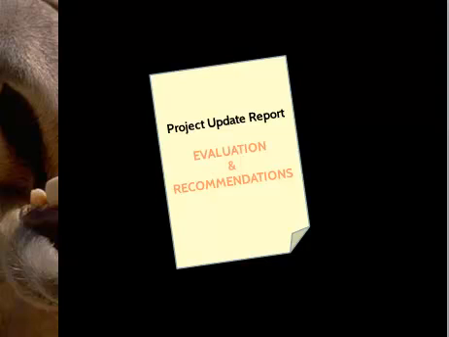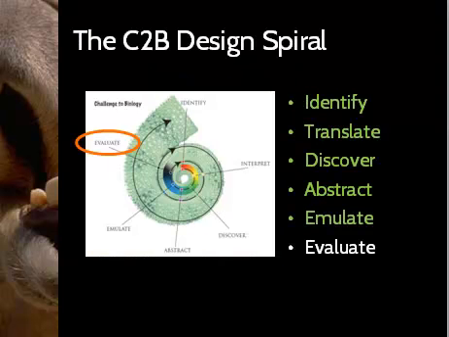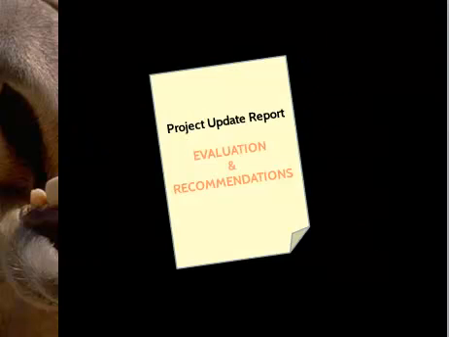Okay, so remember, flipping back here, that evaluate is the end of one spiral. It is also the beginning of the next. So whatever you come out with in that evaluate stage, you take into your next lap of the design spiral, and then you ask new questions in the identify stage, and then go through the process again. Hold on a second to get back here. Okay, so you're going to do your evaluation and recommendations, and you're going to spend a couple hours doing that. And it's really important for what you're going to come up with next week for your final design project.